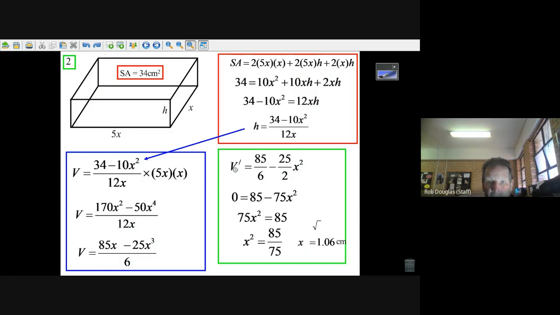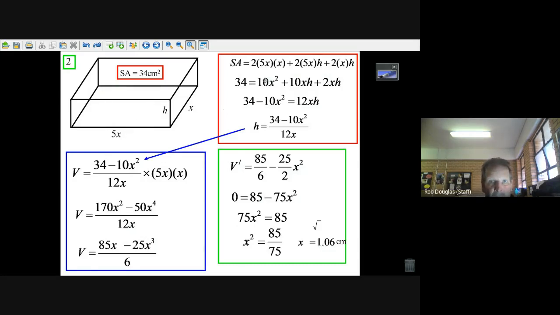We make it equal 0, and then multiply everything by 6. It cancels here. 6 over 2 is 3 times 25. Hey, we get 0 equals 85 minus 75x squared. You add 75x squared, divide by 75, take the square root, and that's it. 1.06 centimeters is the value of x. It's going to maximize the volume of this box.